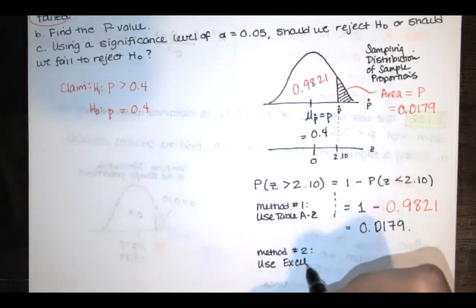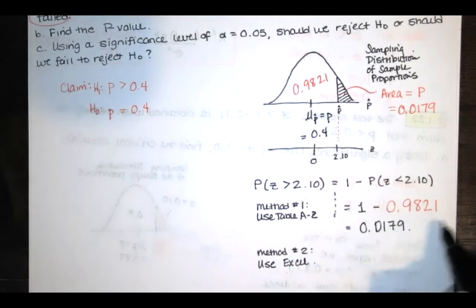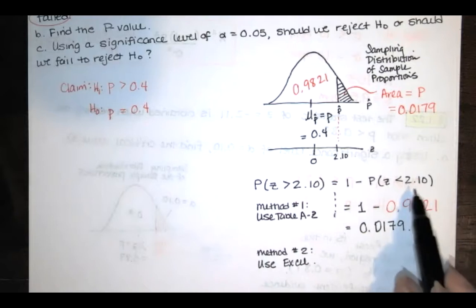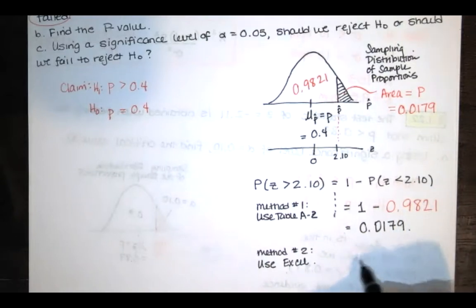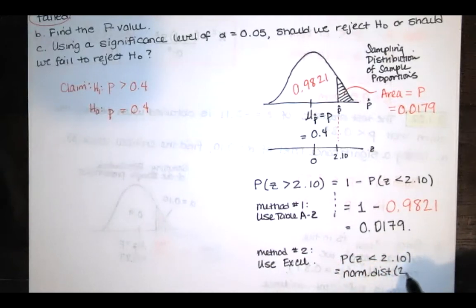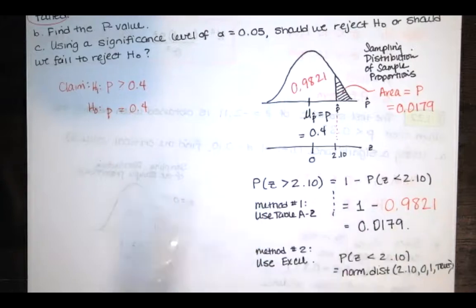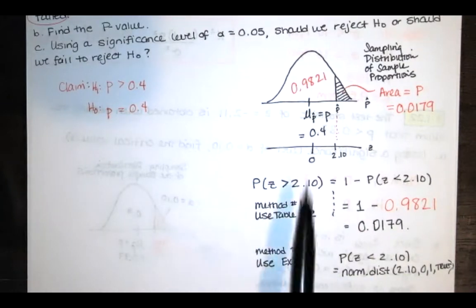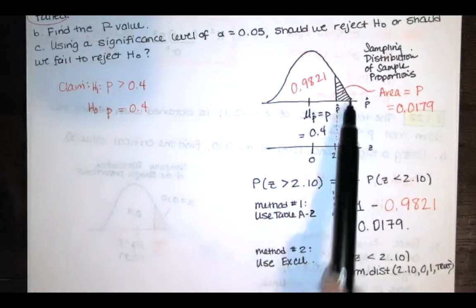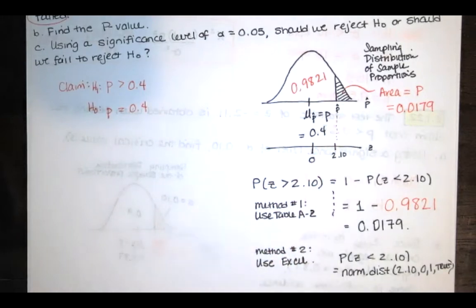So we'll use Excel. In that case, this probability, or the area to the left of z equals 2.10, can be found this way. You use the norm.dist function, and then inside you'll put 2.10 and 0 for the mean and 1 for the standard deviation and true for that fourth option, which just means you're getting area to the left. They don't have an option for area to the right. So once you find that, you can infer the area to the right by subtracting from 1.